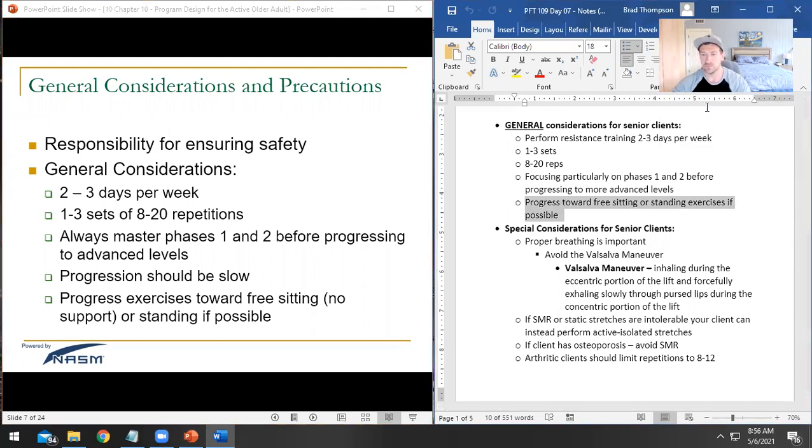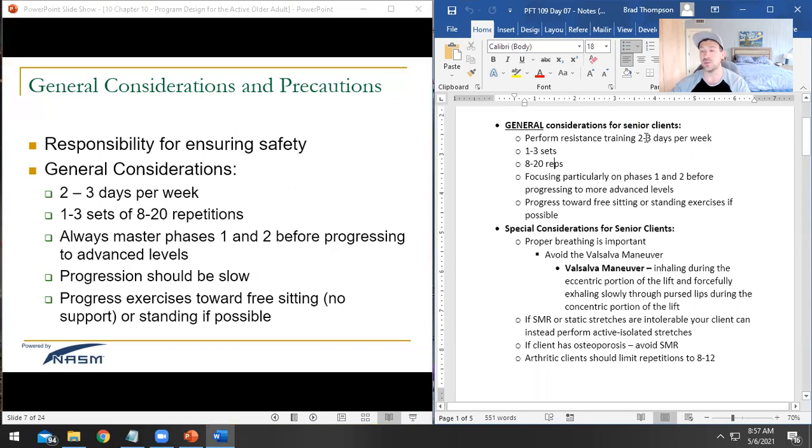So we got a lot of numbers to go over today, but first, just talking a little bit more about the concepts, right? So our general considerations for our senior clients. In general, we're going to want to strength train anywhere from 2 to 3 days per week. We're going to want to do anywhere from 1 to 3 sets and 8 to 20 repetitions. So this is a pretty medium to high volume style, because you can lift relatively light. You could do multiple exercises per body part. You could do multiple stages per week, right?